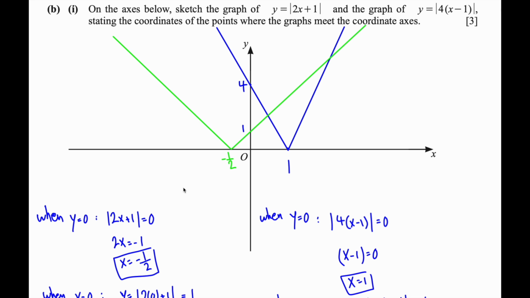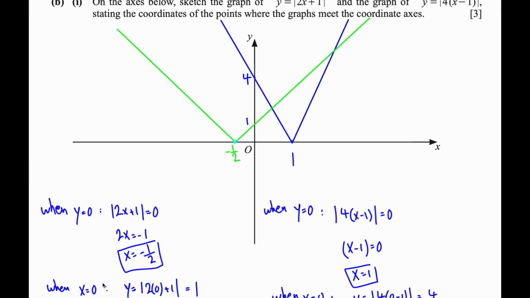So I'm going to start with the first one. When y equals 0, this expression becomes 0. That means you can remove the absolute value. So 2x + 1 is 0, 2x is negative 1, and x is negative half. And that's the point right there.